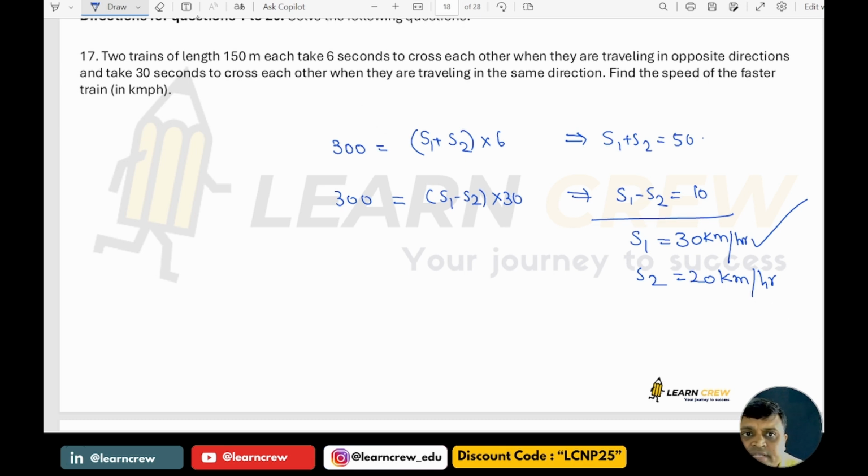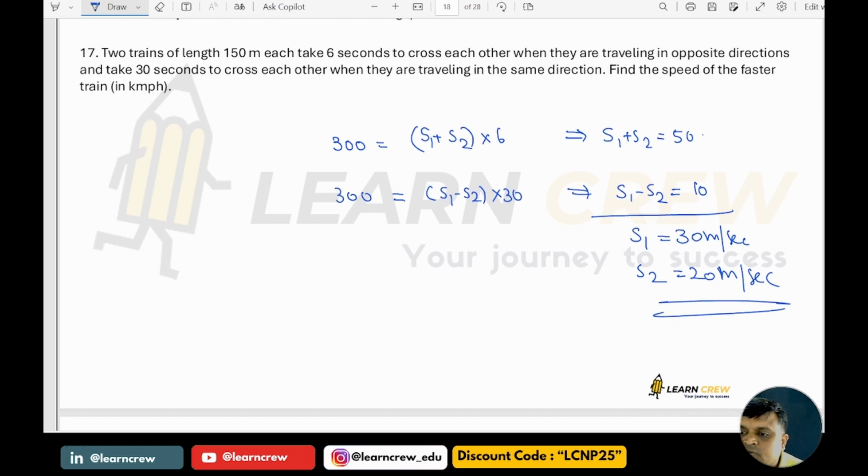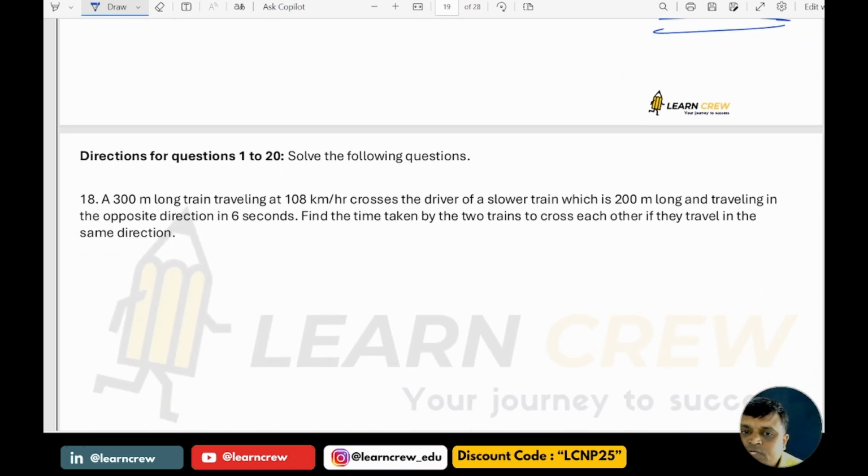It is not given in kilometers per hour. It is given in meters and seconds. Thereby 30 meters per second. The slower is 20 meters per second. Done. Now next. Question number 18.